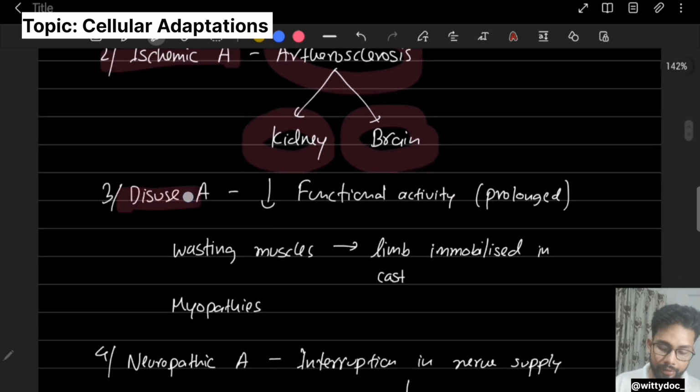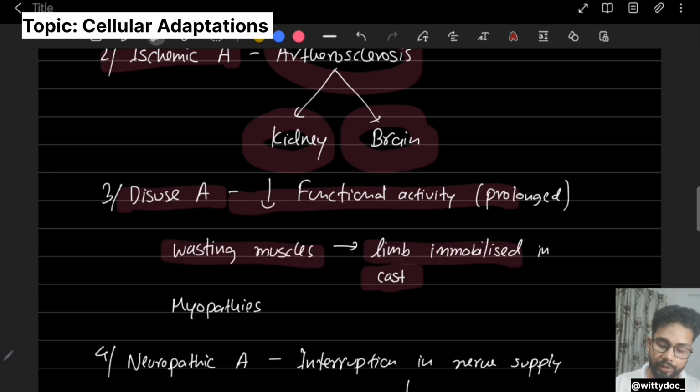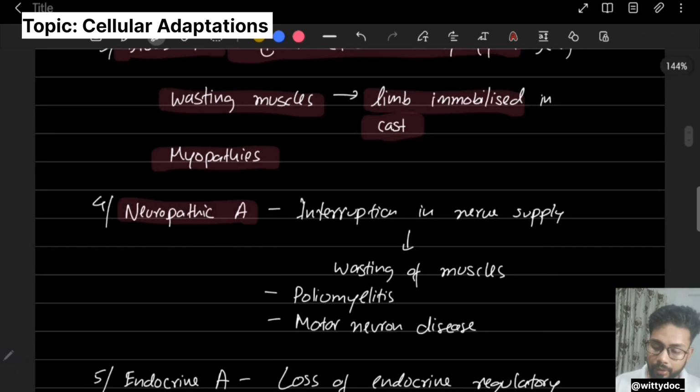Thirdly, disuse atrophy. Here there is a decrease in prolonged functional activity. For a long period of time the organ or the tissue is not being used, so that's why it shows atrophy. For example, if there is a fracture of the bone, we put the joint or the bone in a cast, which leads to limb immobilization. This prolonged limb immobilization may lead to wasting of muscle. Another example is myopathies.